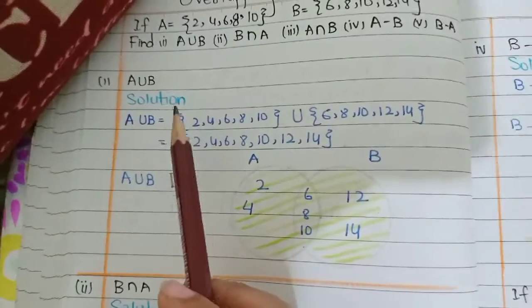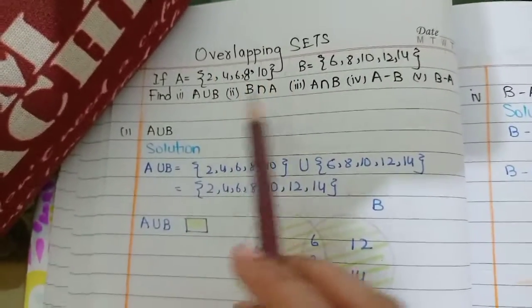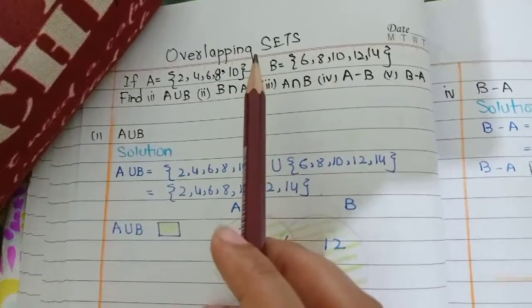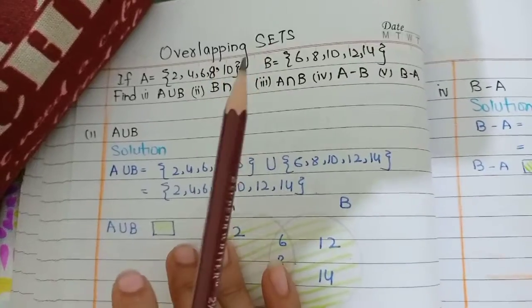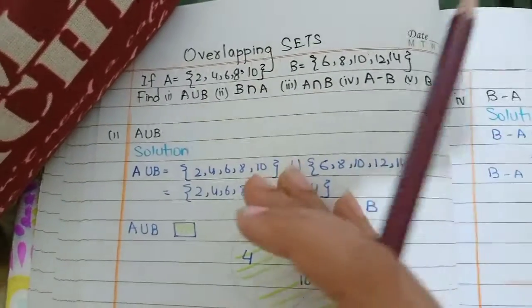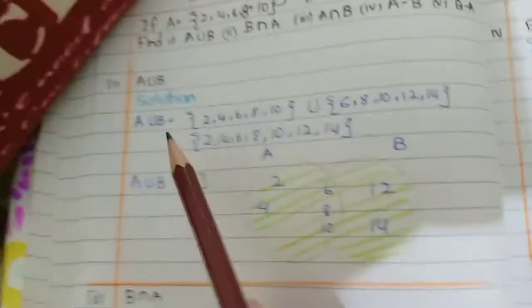Now A union B. First of all, let me tell you what is an overlapping set. From the definition we have learned what an overlapping set is. Overlapping sets are the sets which are overlapped with each other, in which you will find a few of the elements common. Some of the elements of one set are common in the other set also. So let's see A union B.